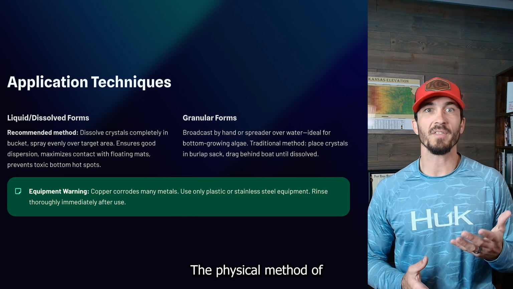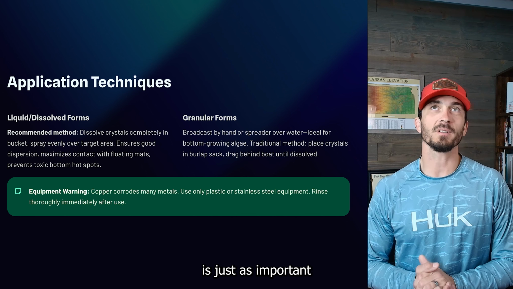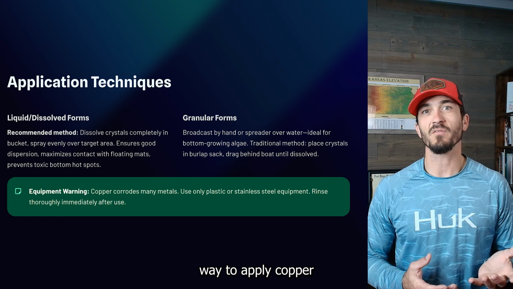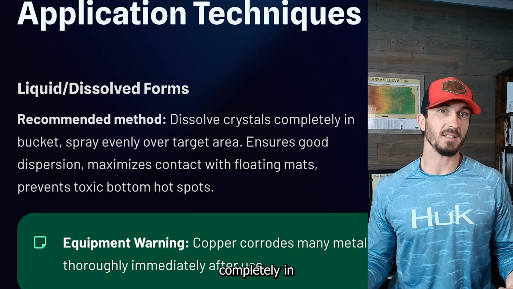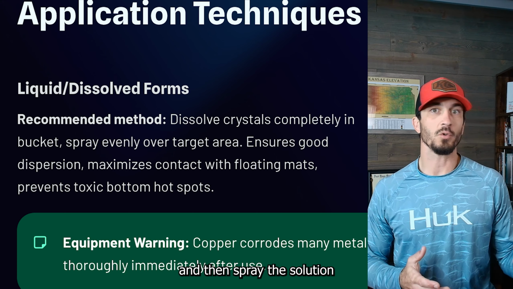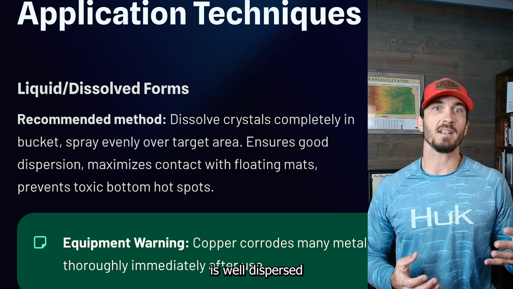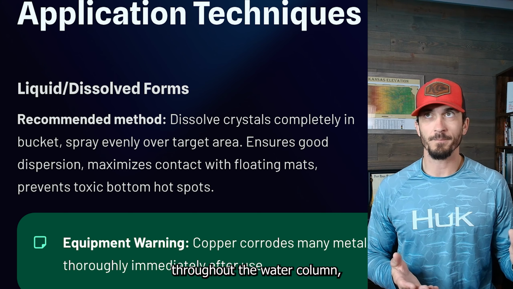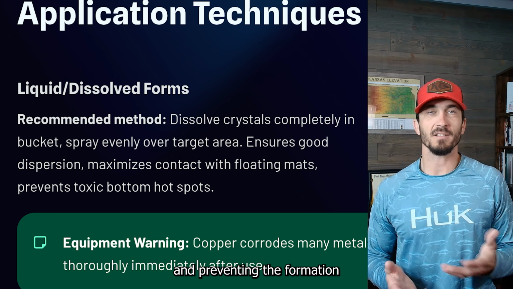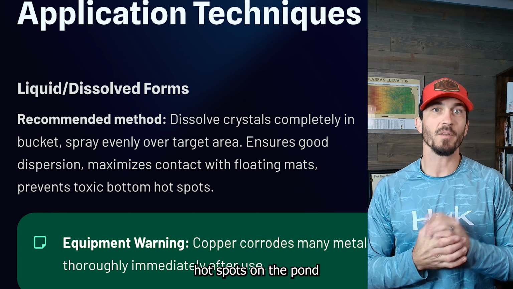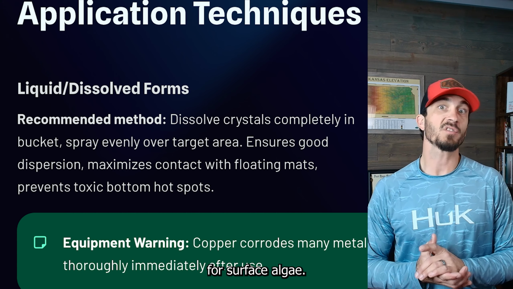The physical method of introducing the copper into the pond is just as important as the dosage. The most effective way to apply copper is to first dissolve the crystals completely in a bucket of water and then spray the solution evenly over the target area. This technique ensures the algicide is well dispersed throughout the water column, maximizing contact with floating algae and preventing the formation of concentrated hotspots on the pond bottom that can be toxic to benthic organisms and ineffective for surface algae.